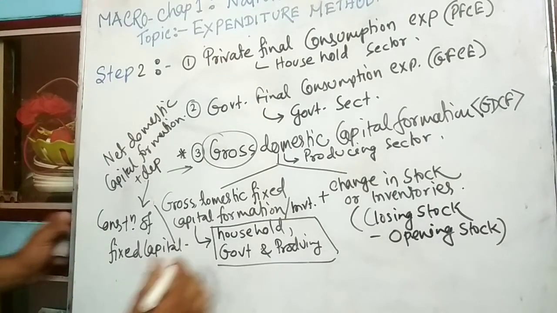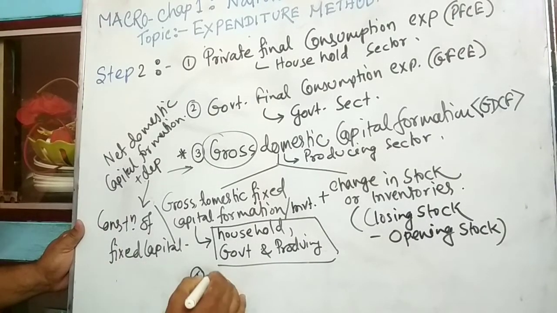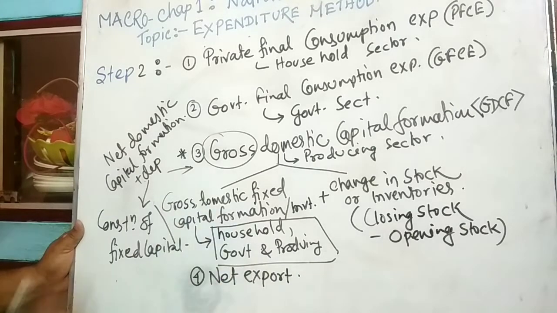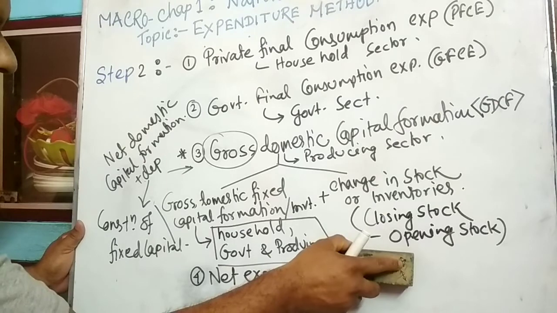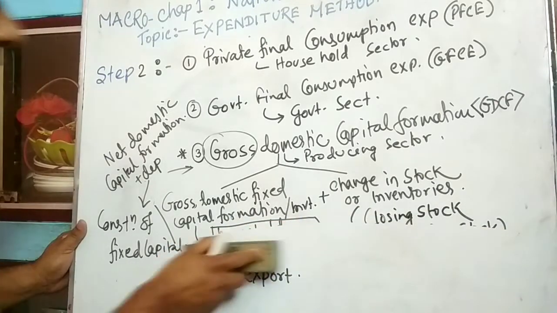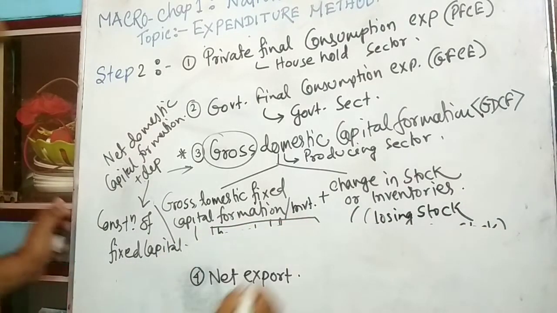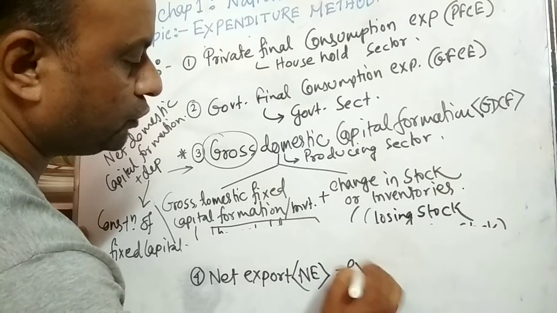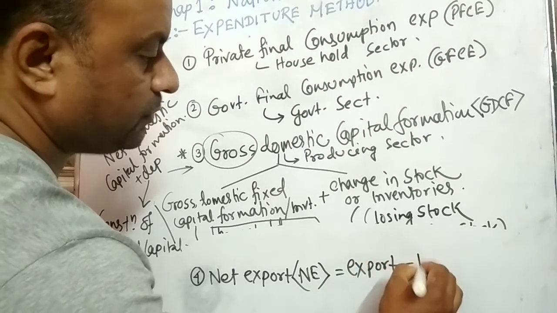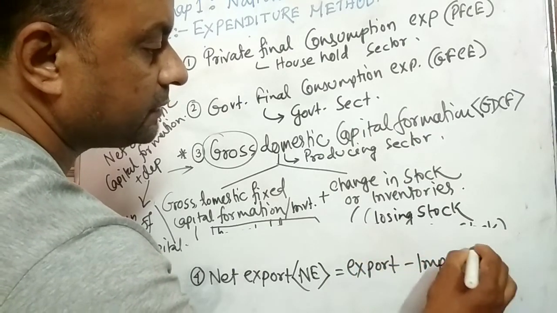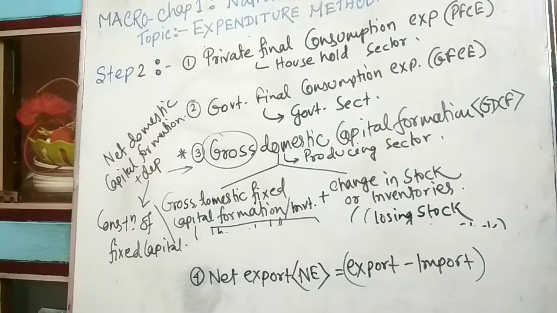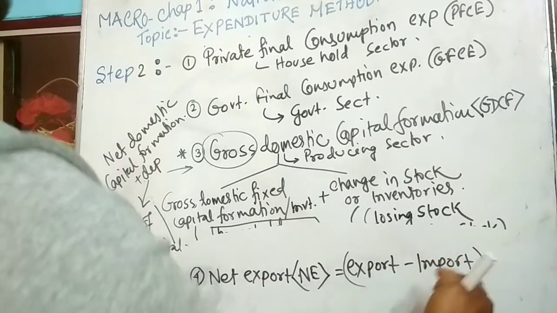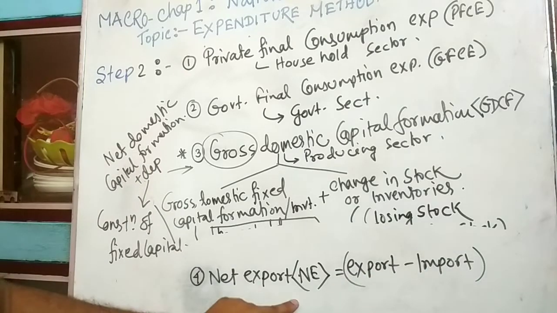Okay, finally number 4, net export. Net export is nothing but the difference between export and import. Export minus import is net export. So it is also given directly. If not given directly, then the value of export and the value of import will be given. If we subtract, we will get net export.